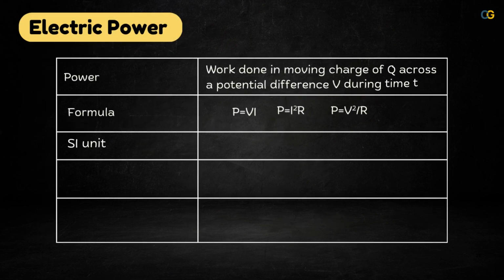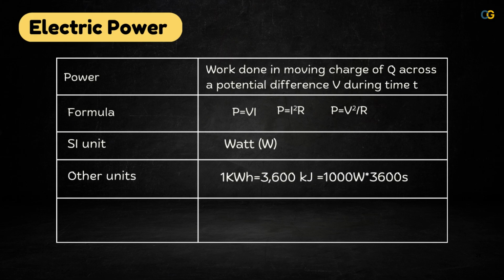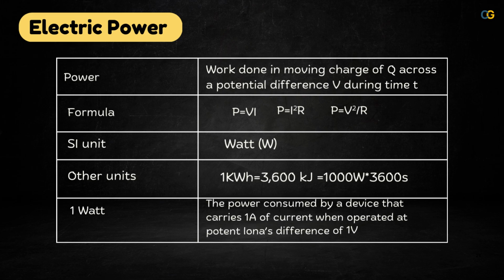The SI unit of power is watt, represented by W. Another unit of power is kilowatt hour, which is nothing but 1000 watts times 3600 seconds, which is nothing but 3600 kilojoules. 1 watt is the power consumed by a device that carries 1 ampere of current when operated at a potential difference of 1 volt.